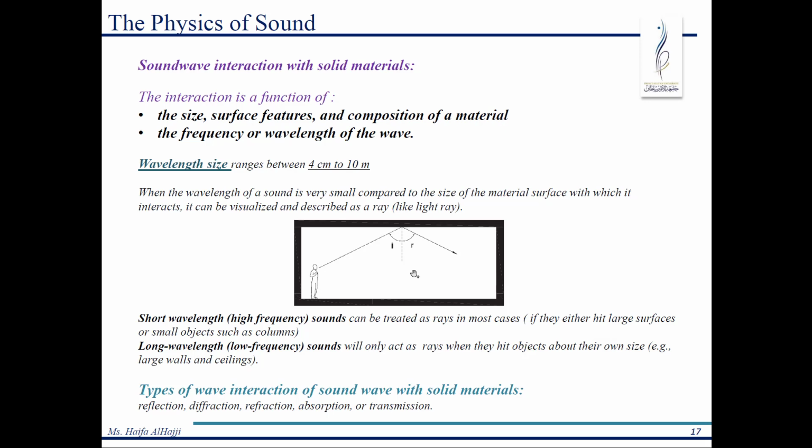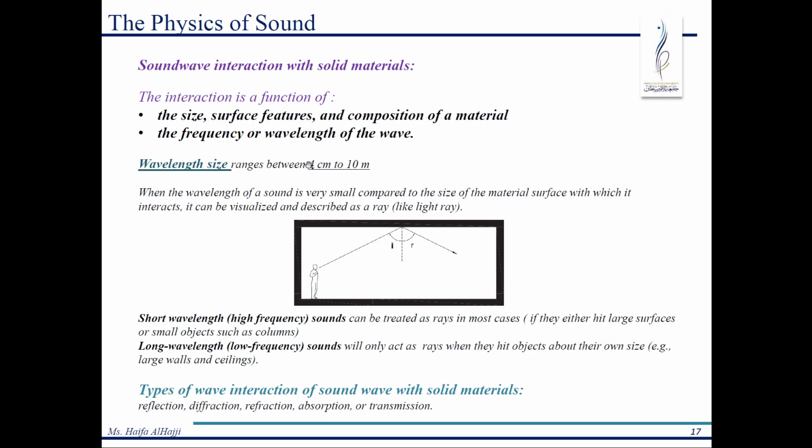What do I mean by wavelength or frequency itself? The wavelength size of sounds ranges from the lowest of 4 centimeters to 10 meters. Imagine you have a space of a size 4 meters by 4 meters. This wave of 10 meters is not going to travel the whole wave within this space. So you actually can't predict how it's going to reflect in that space or bend in that space.